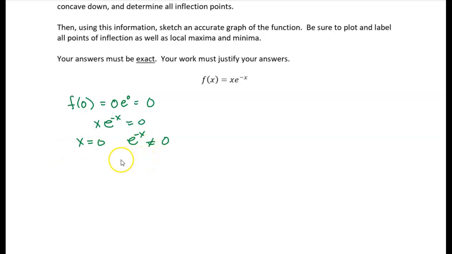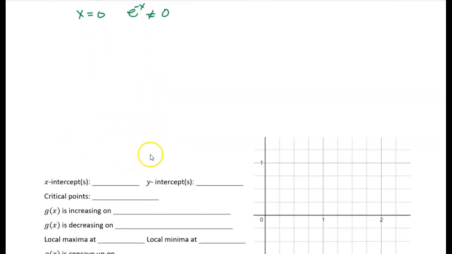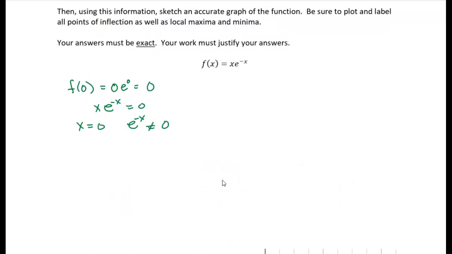So basically we found that the x-intercept and the y-intercept are the same thing. Let's put that in the little table down here. Our x-intercept is (0, 0), and our y-intercept is the same thing, (0, 0). That part's easy enough. So that gives us the x and y-intercepts.